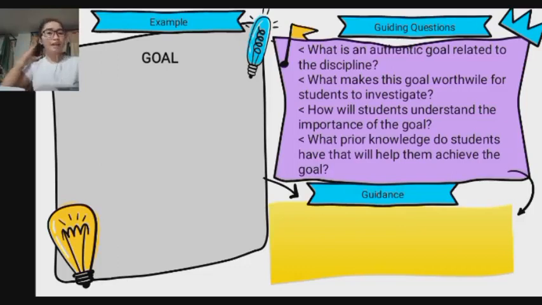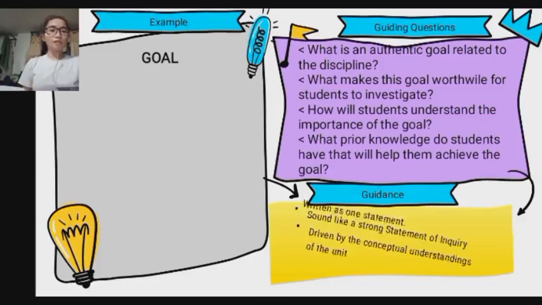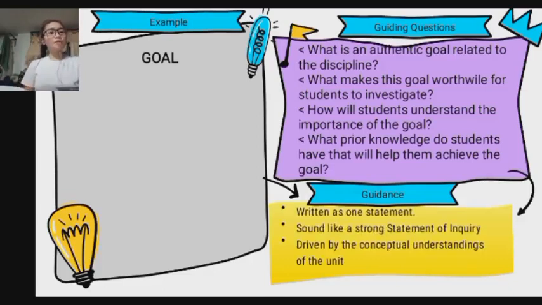Next, we also have the guidance that we need to follow and base on. The goal must be written as one statement, and it must sound like a strong statement of inquiry, and it is driven by the conceptual understanding of the unit.